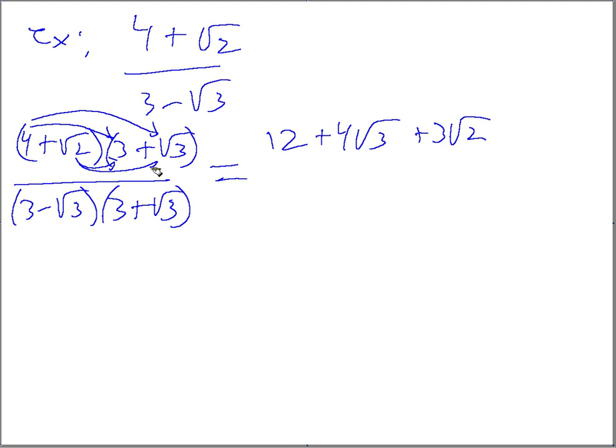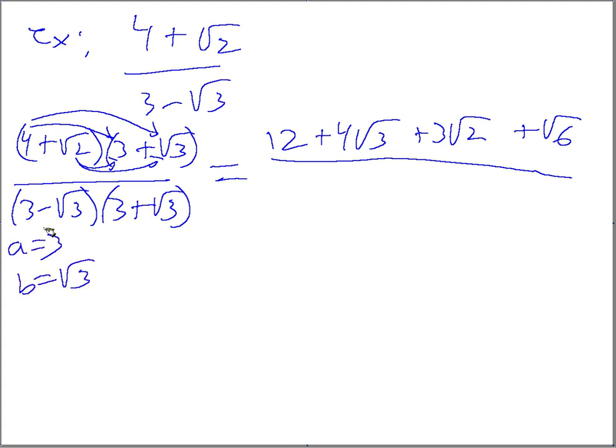And what about times the last term? Well, this time they're both inside, so I can times them together. Radical 6, right? 2 times 3. All over what? Well, this is a minus b, a plus b, so my a is 3, my b is radical 3, or a squared minus b squared.